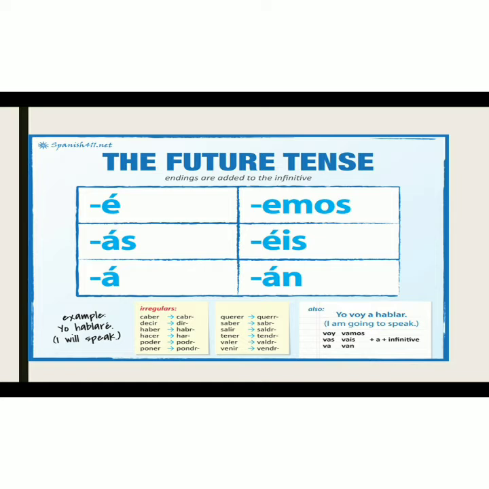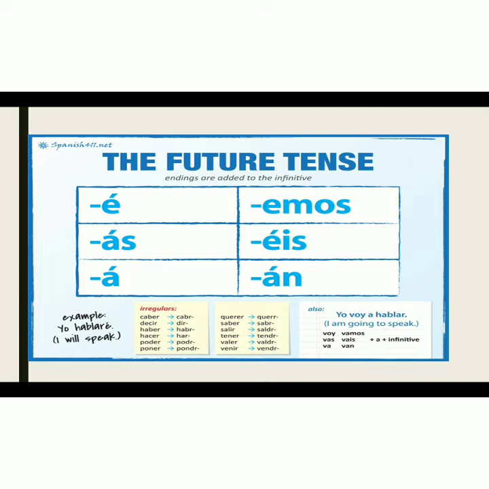To the left of the diagram, there's an example of a regular verb in Spanish, and it is the verb hablar. To say I will speak, you say yo hablaré. Now, in the two yellow squares, we have a list of irregular verbs and their stems. Remember, before conjugating irregular verbs, you must first identify these new stems.